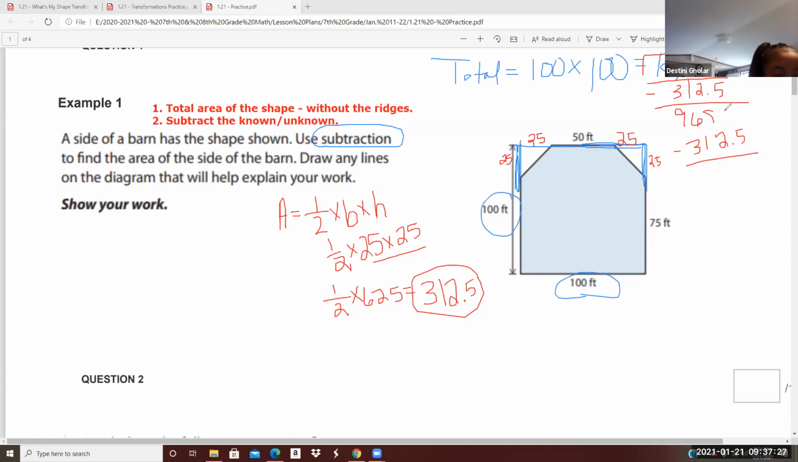$9,375. All right, so now that we have taken out the area of those triangles that were not shaded, what are we left with?